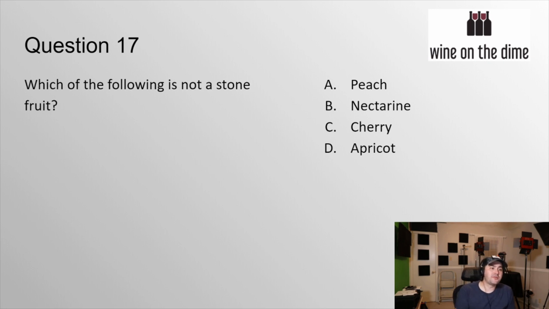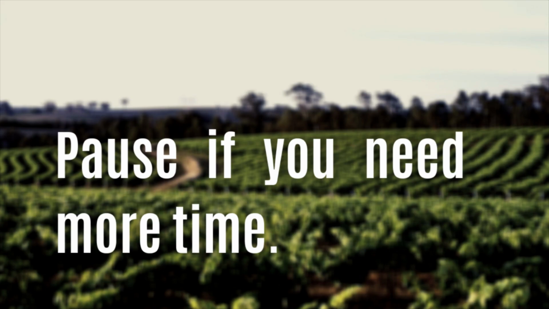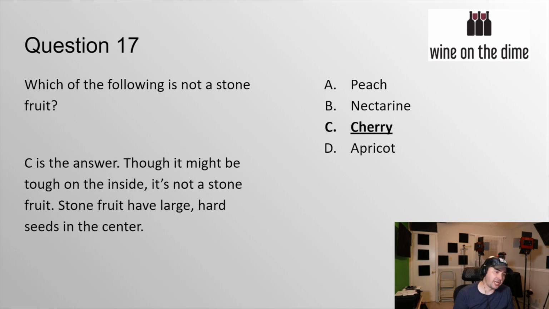Question 17. Which of the following is not a stone fruit? Peach, nectarine, cherry, or apricot? The answer to this is cherry. Though it might be tough on the inside with that big old seed, it's not considered a stone fruit. Stone fruits have very large, hard seeds in the center, while many cherries do as well. Cherries actually fall into the red fruit category if it's a red cherry. If it's a black cherry, it falls into the black fruit category. Once again, the English just got done with rationing. Just give them time. They'll figure all this out.